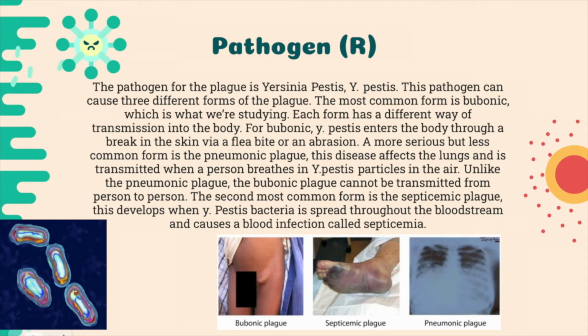A more serious but less common form is the pneumonic plague. This disease affects the lungs and is transmitted when a person breathes in Y. pestis particles in the air. To the right down here, that is an example of the pneumonic plague. Unlike the pneumonic plague, the bubonic plague cannot be transmitted from person to person. The second most common form is the septicemic plague. This develops when Y. pestis bacteria spread throughout the bloodstream and causes a blood infection called septicemia.